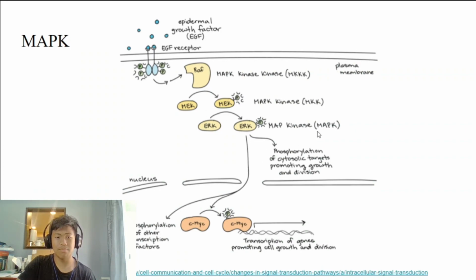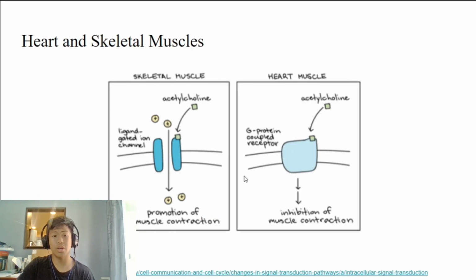When acetylcholine binds to a receptor, it can cause different changes in the skeletal and heart muscles. The transduction pathway is necessary to link the two in order to produce the correct cellular response. In the skeletal muscle pathway, it promotes muscle contraction, and in the heart muscle pathway, it inhibits muscle contraction.